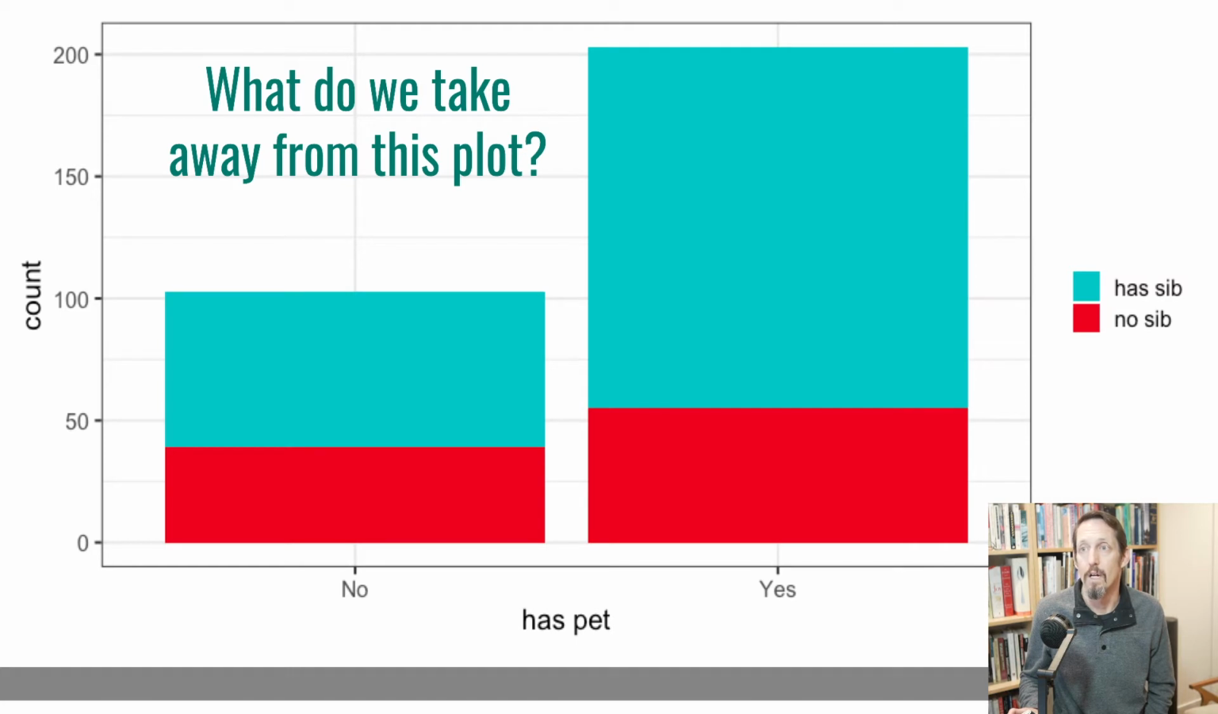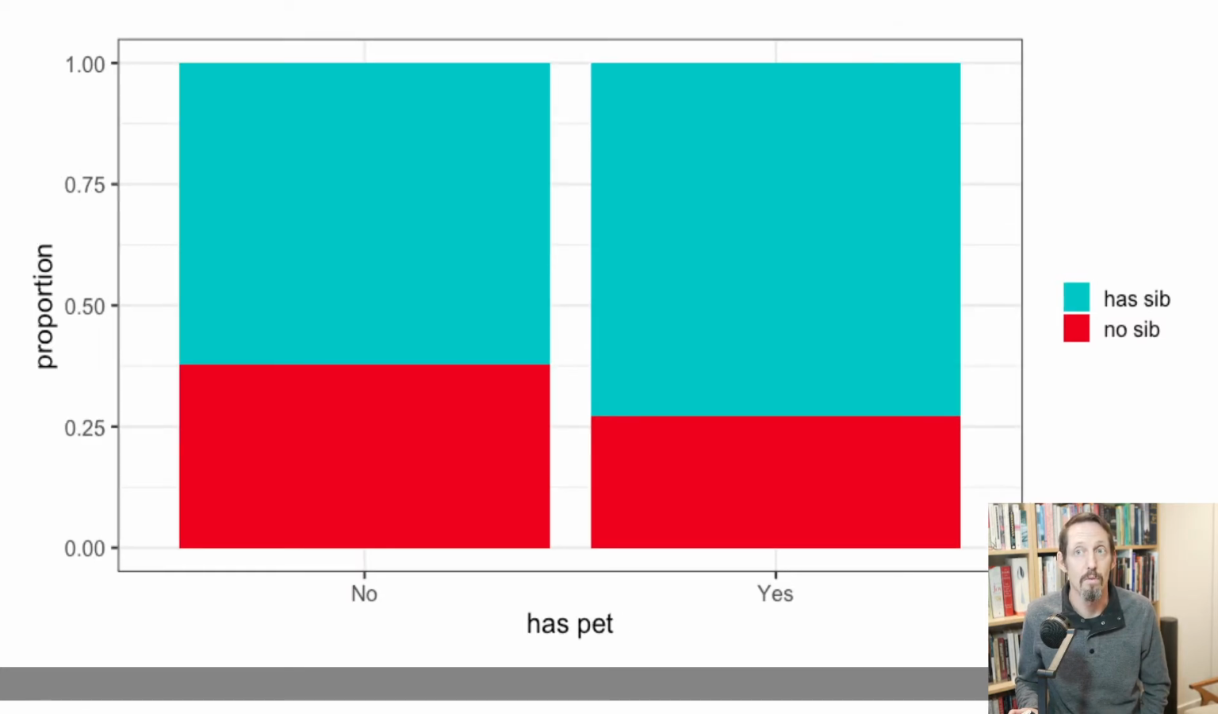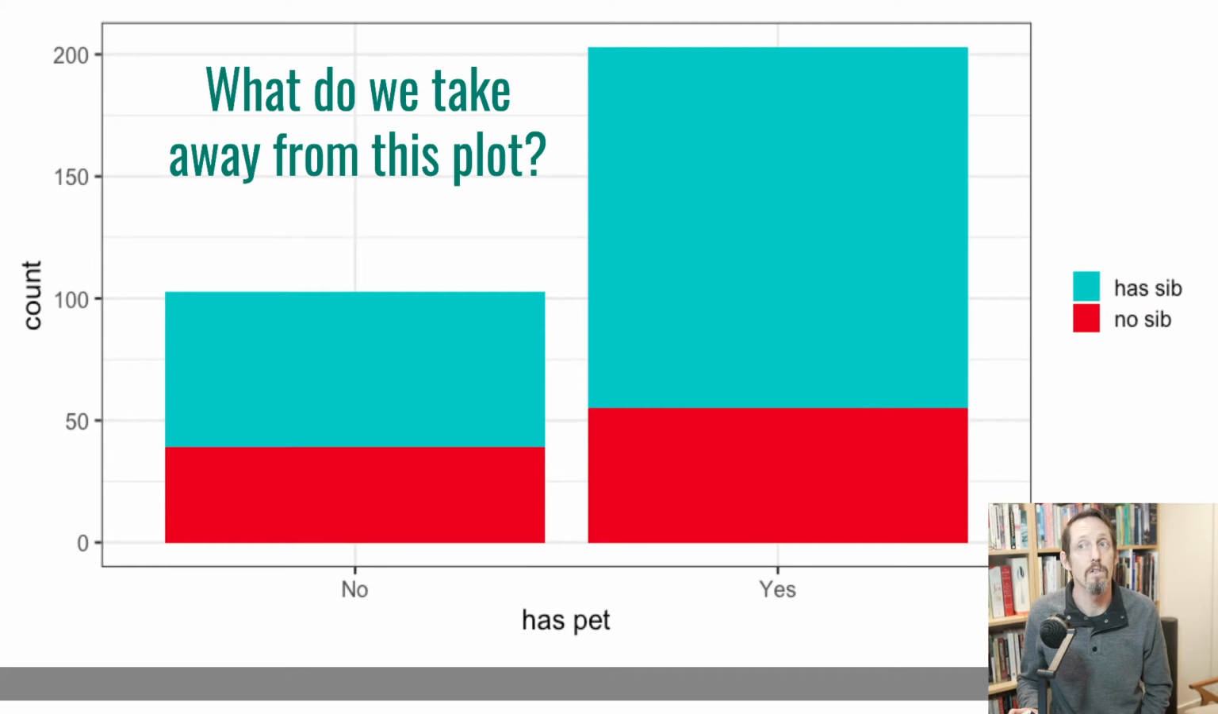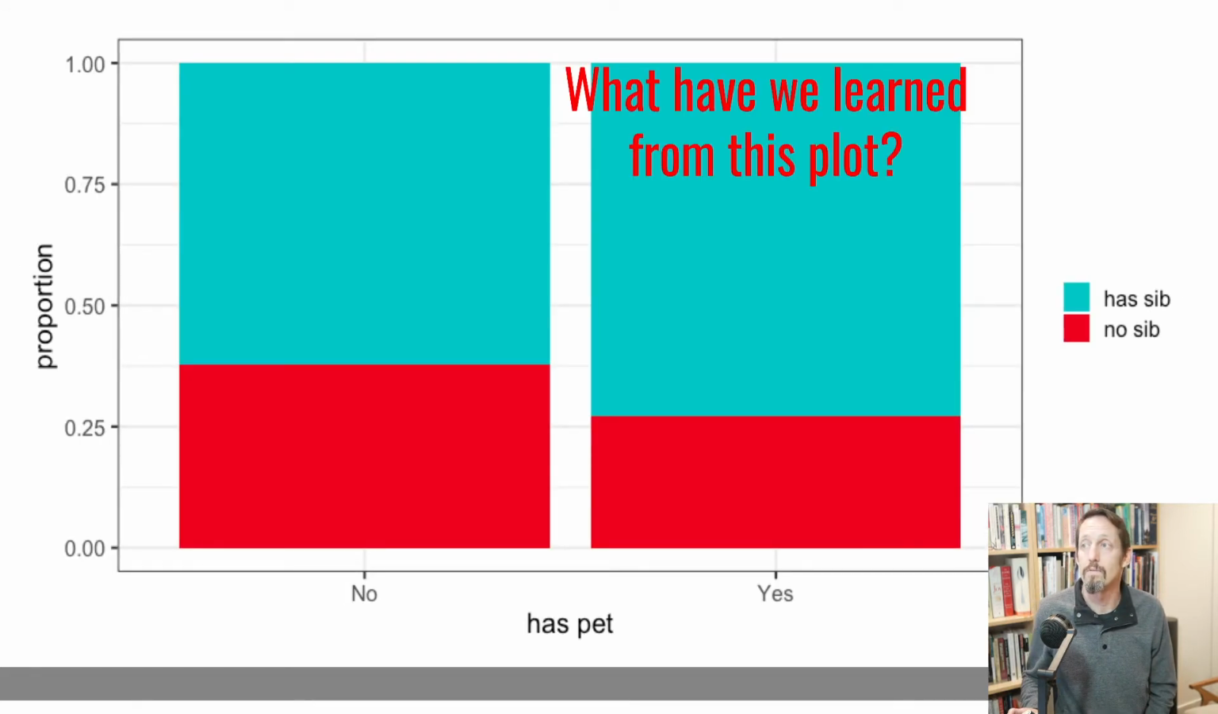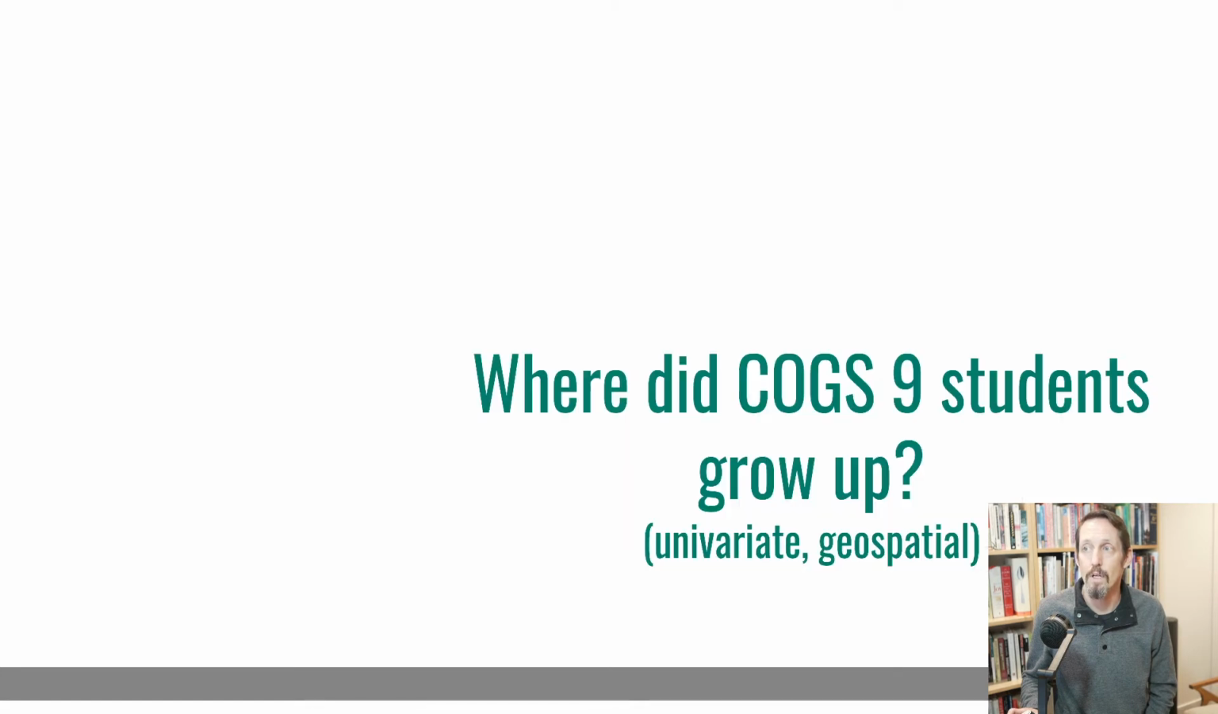So, from this plot, you can't really understand anything because we're looking at counts. Okay? This plot, we can actually make some inferences about because we have normalized it to proportion. And knowing when to do normalization so you can compare things is very important. Okay.